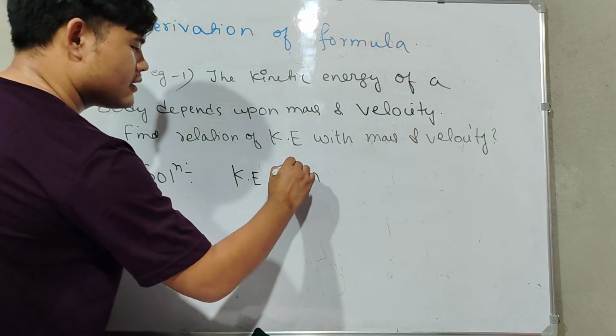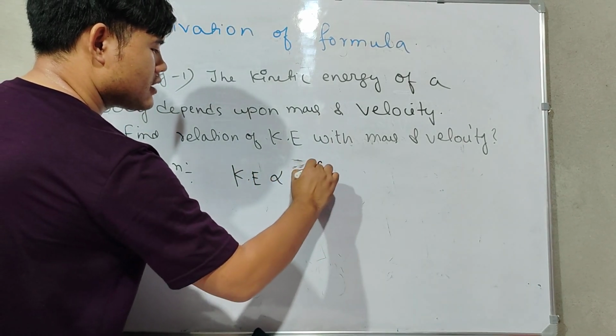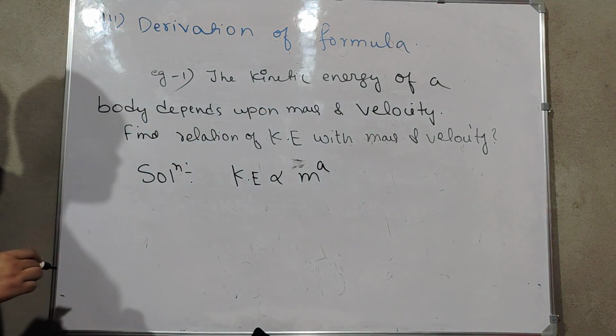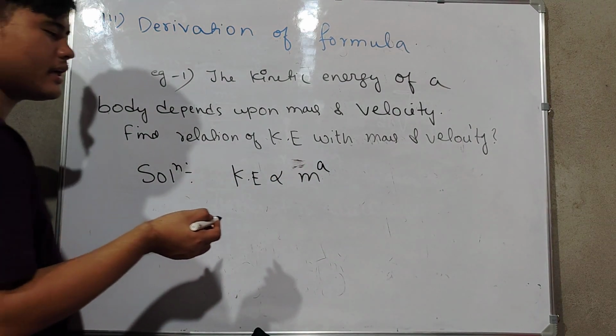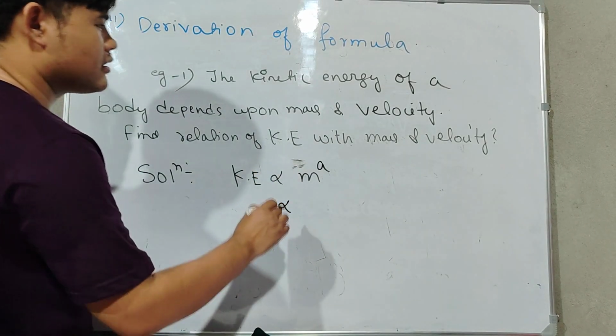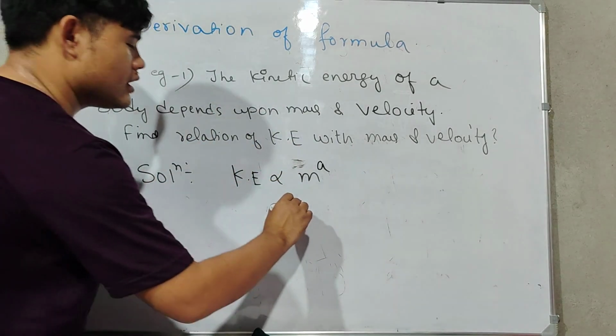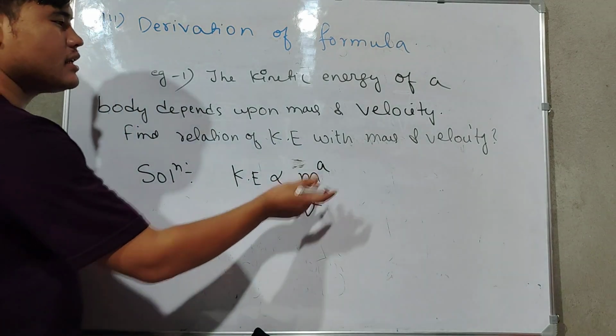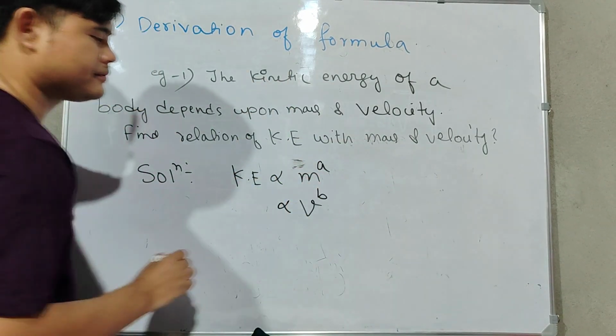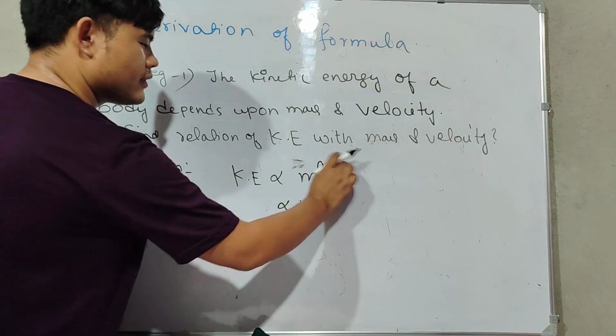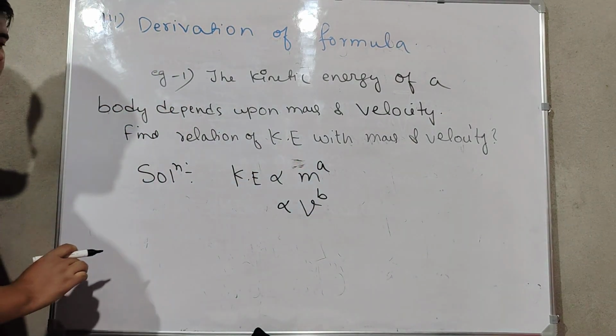So let's A be its power. Okay, m^a. Now kinetic energy is depending on velocity also. So let's velocity be v, and then let its power be b. Okay, this is the dimension. This is the dimensions, right?